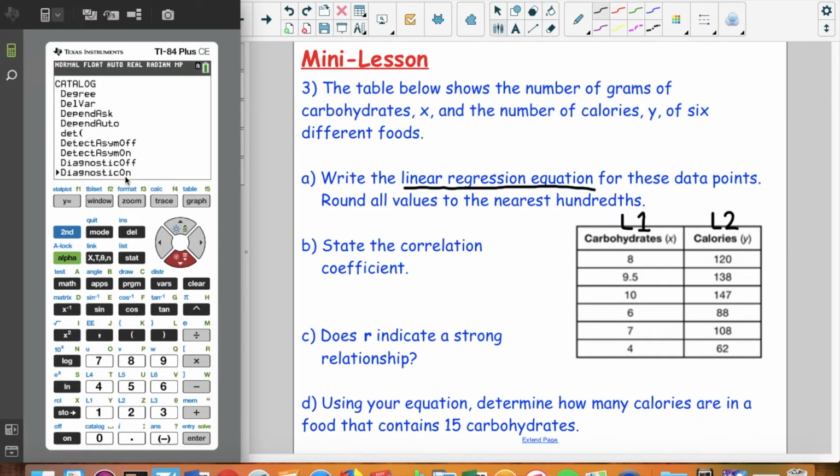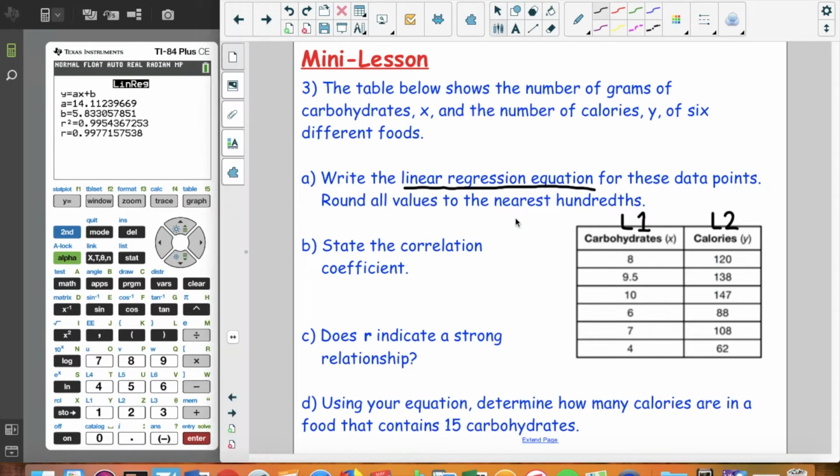Now here it says diagnostic on. You press enter, and you press enter again. It should say done. So once you have that, go back to Stat, go back to Calc, and go back to Lin Reg. Press enter again until you reach calculate. Now notice it gave us some more information. What was different is before it only gave us A and B. Now we have R squared and R. Remember, R represents our correlation coefficient, so you want that there to see how good of a line this is.